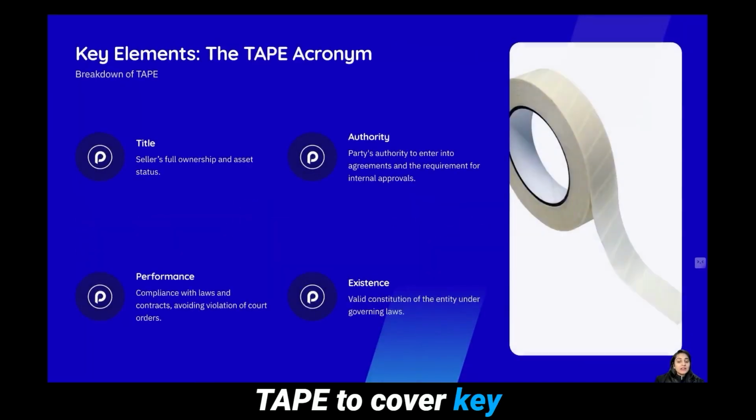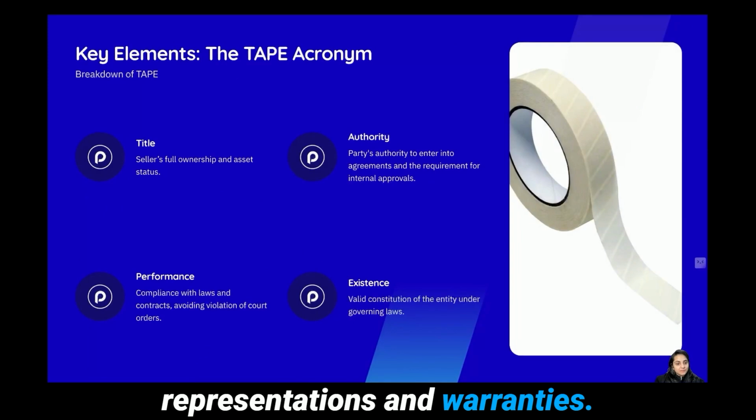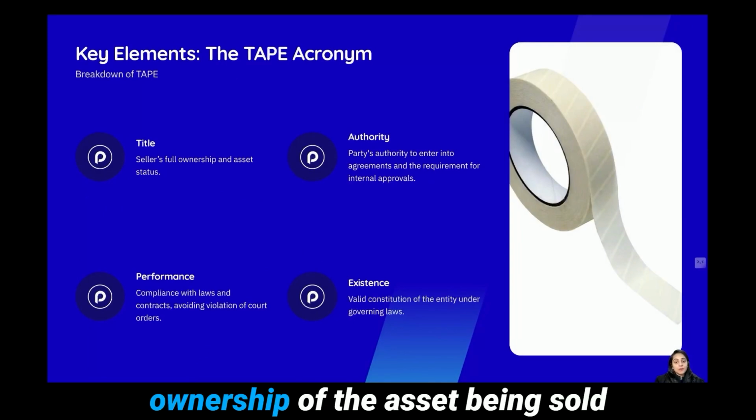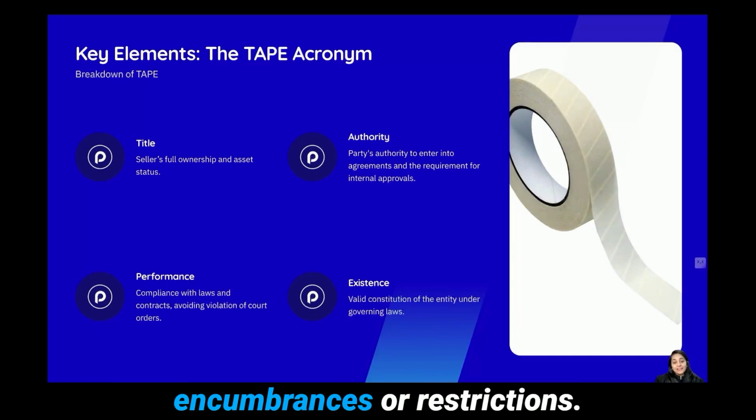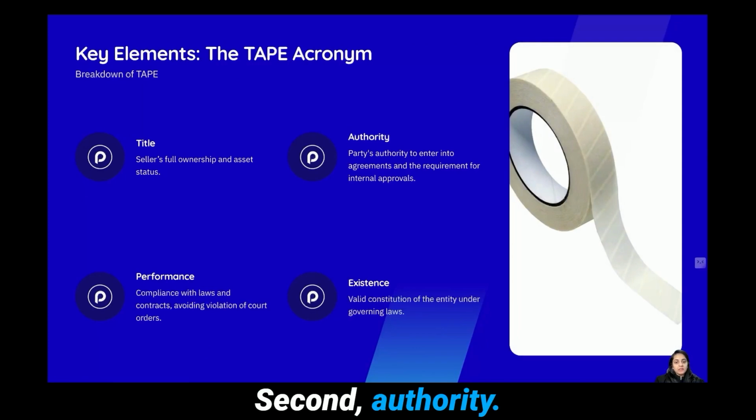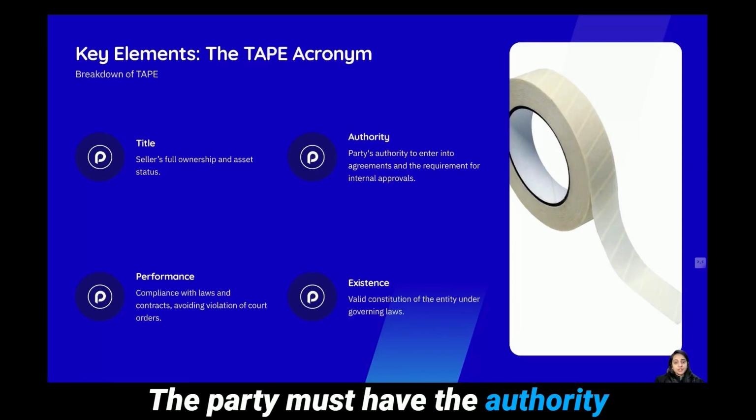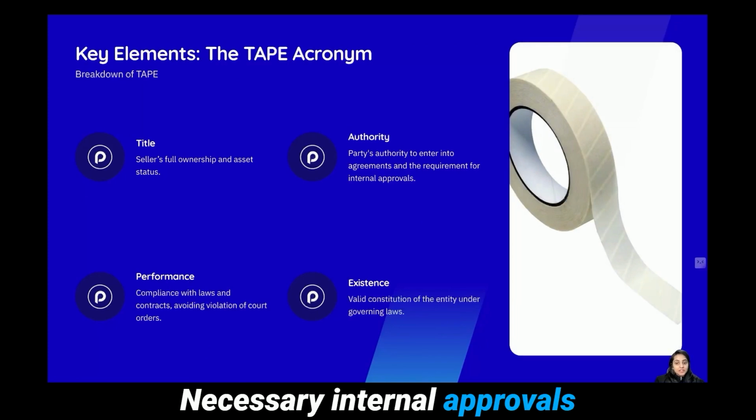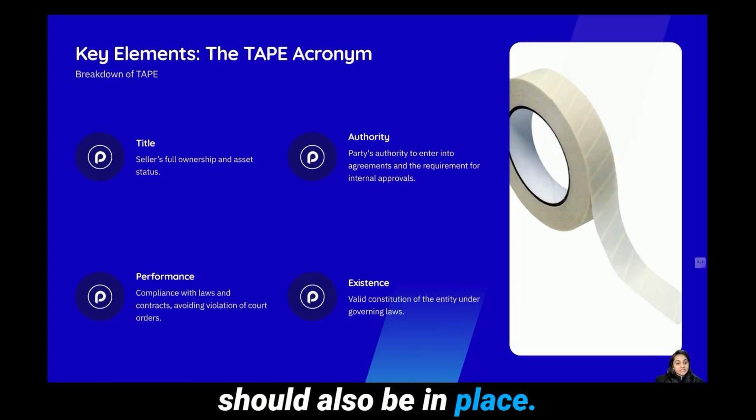Remember the acronym TAPE to cover key representations and warranties. First, title. The seller must have full ownership of the asset being sold and it should be free from any encumbrances or restrictions. Second, authority. The party must have the authority to enter into the agreement and perform its obligations. Necessary internal approvals should also be in place.